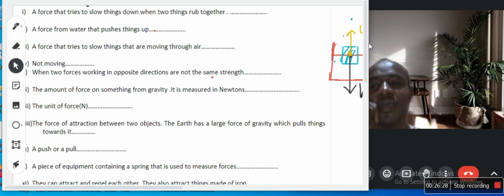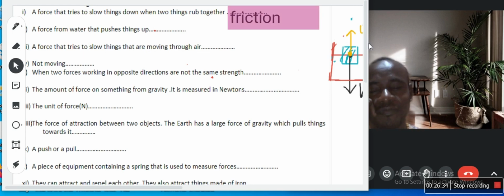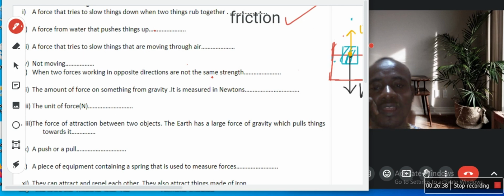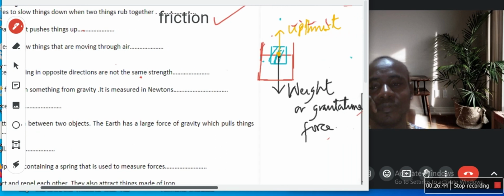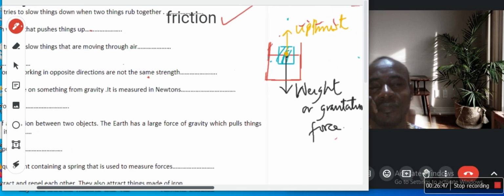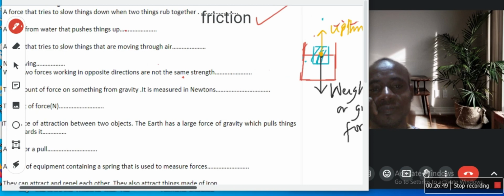A force that tries to slow things down when two things rub together. Friction, okay? Correct. A force from water that pushes things up. Wait, this is from water. A force from water that pushes things up. Okay, well, I know that. What was that? I'm typing it.